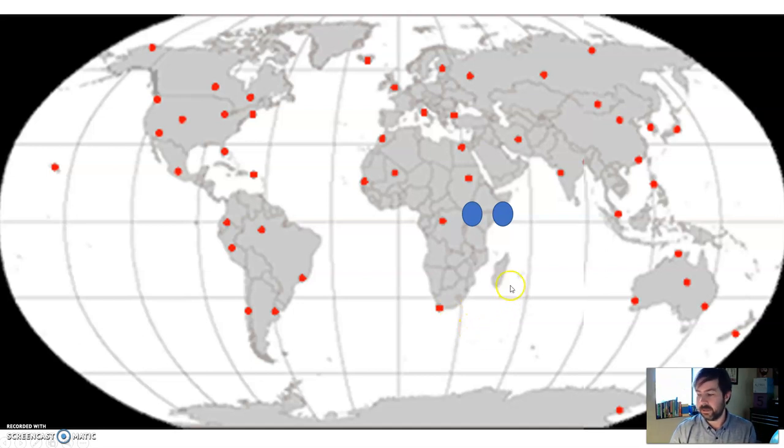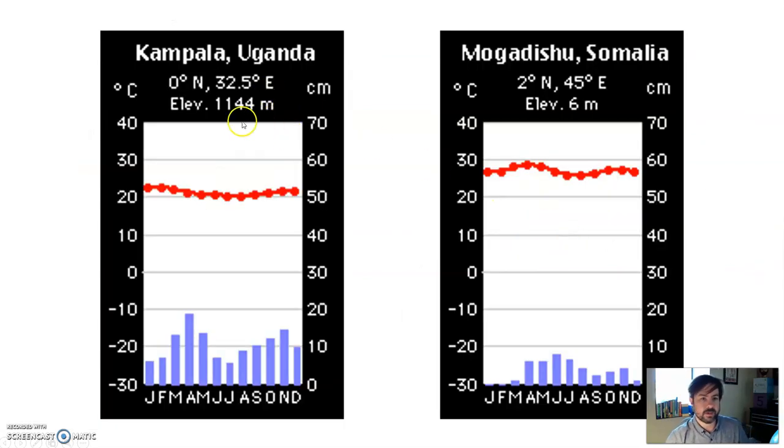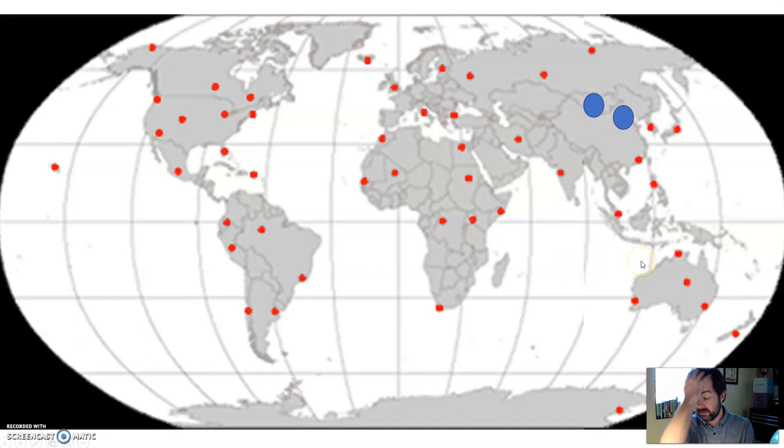So here's an example, keeping latitude constant. We have two cities at about the same latitude, right around the equator in Africa, but one has a much higher elevation, and one has a much lower elevation. In Uganda, the elevation is well over 1,000 meters. In Somalia, the elevation is about 6 meters. Latitude is pretty much the same, 0 degrees, 2 degrees. You can see that the lower elevation generally has a little bit higher temperatures, and the higher elevation a little bit lower temperatures in general.